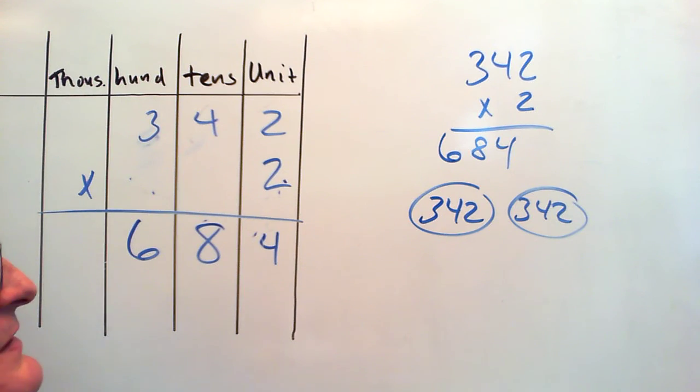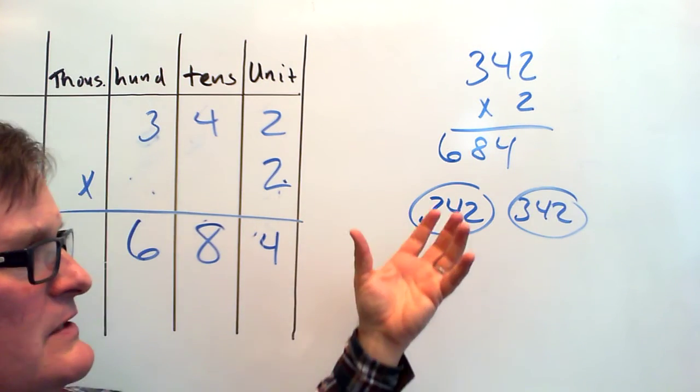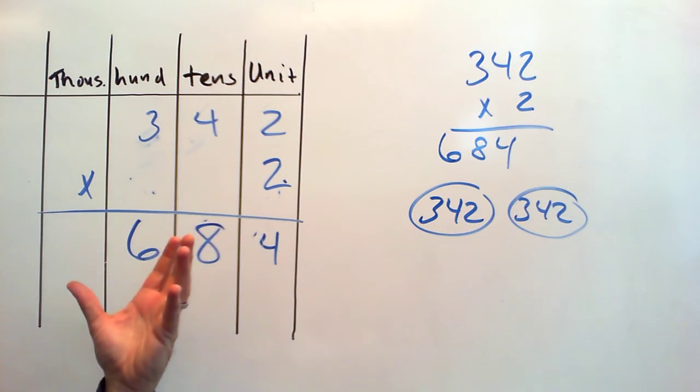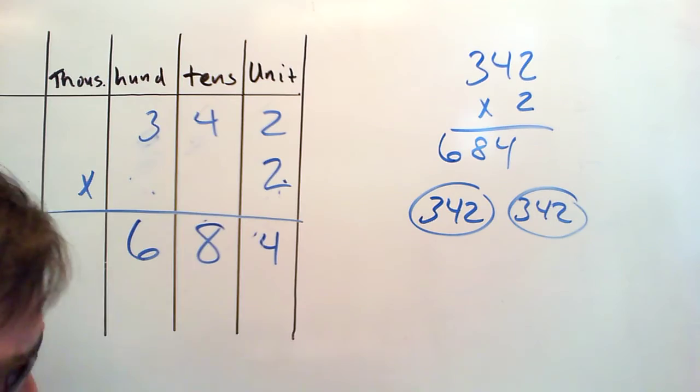But again, this is just for demonstration. In the practice sets, you don't have to draw them out. Just wanted to remind you of the grouping aspects of multiplication. This is where it comes from. We have 2 groups of 342.